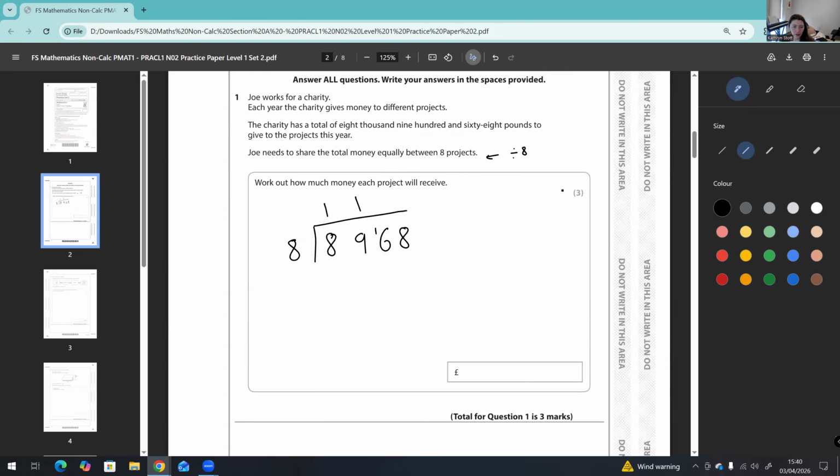So I'm going to carry the 1. How many 8s fit into 16? 16 fits in twice. And then how many 8s into 8 again? Just 1. So each project will receive 1, 1, 2, so £1,121. If you struggle with the bus stop method, the other approach you could take is you could do 8,968. You could divide it by 2, divide it by 2 again, and then divide it by 2 once more. That would be the other approach.